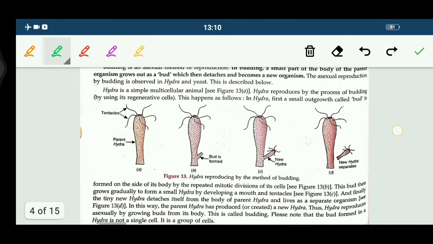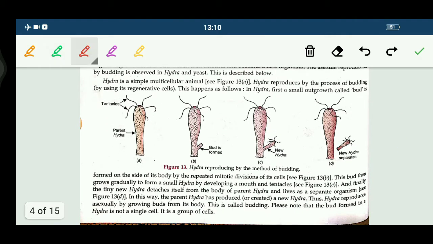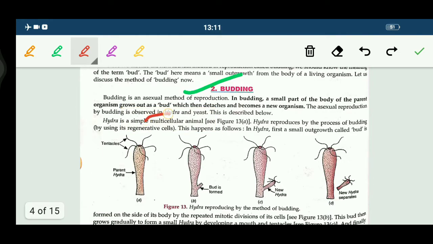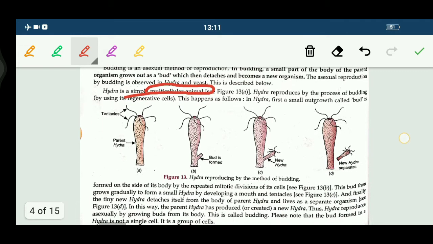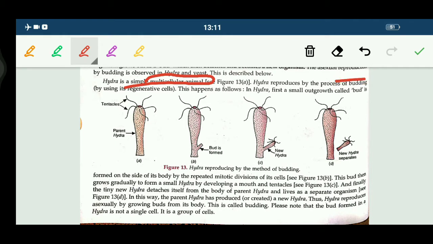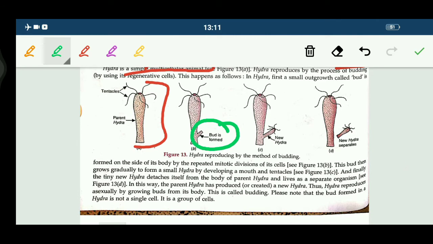Now students, hydra is a simple multicellular animal. Remember this thing, it is a multicellular animal. So hydra reproduces by the process of budding, we are studying budding. In hydra, first a small outgrowth forms, that is called a bud. You can see here, this is the parent body, and in the second case you can see a bud is formed on the side of its body by the repeated mitotic division of its cells.